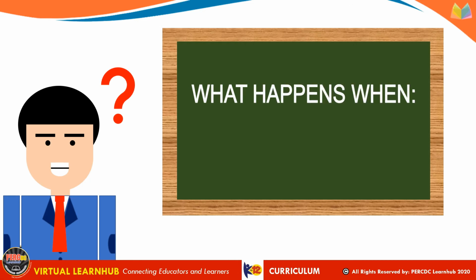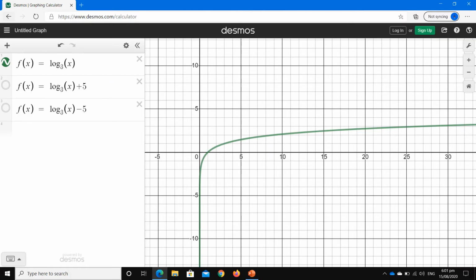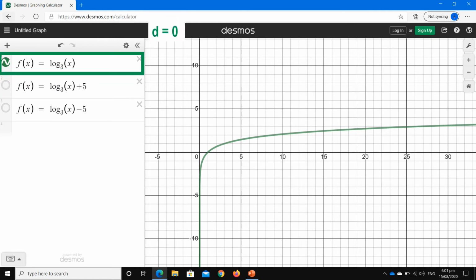Now let's see what will happen when d is greater than 0 or when d is less than 0. We already know that d dictates our vertical shift. So let's look at them. This will be our reference function, the function f of x equals log of x to the base 3. In this example, d is equal to 0.